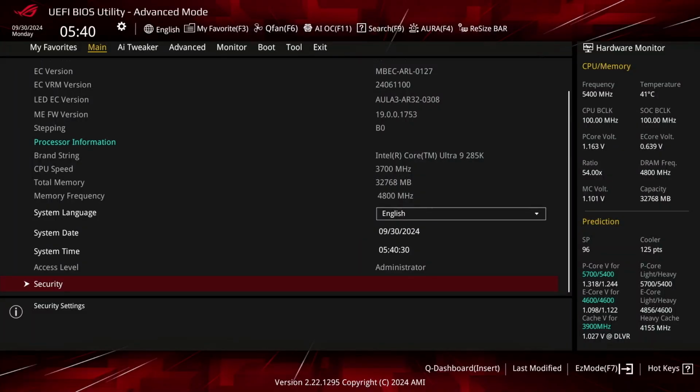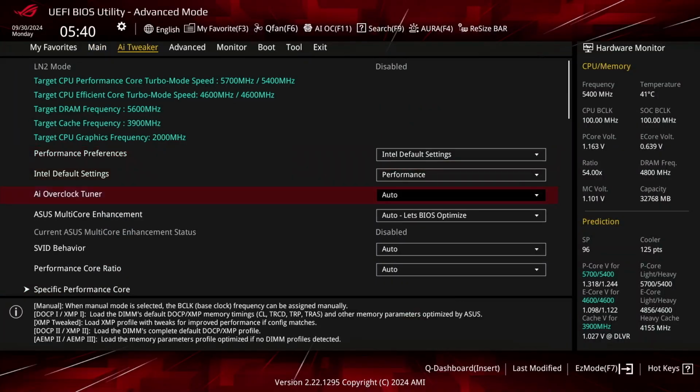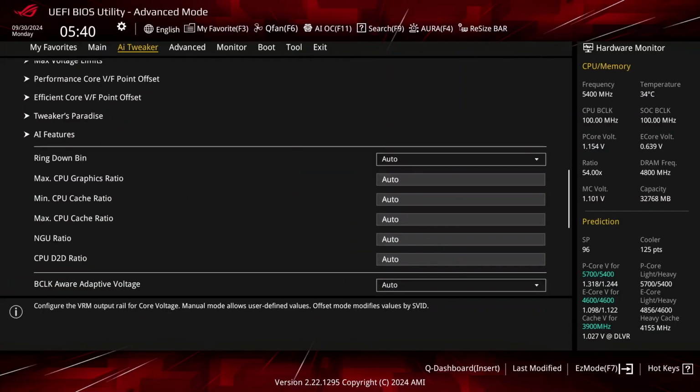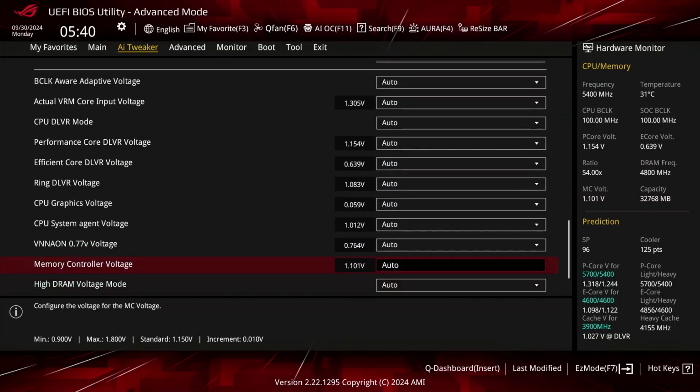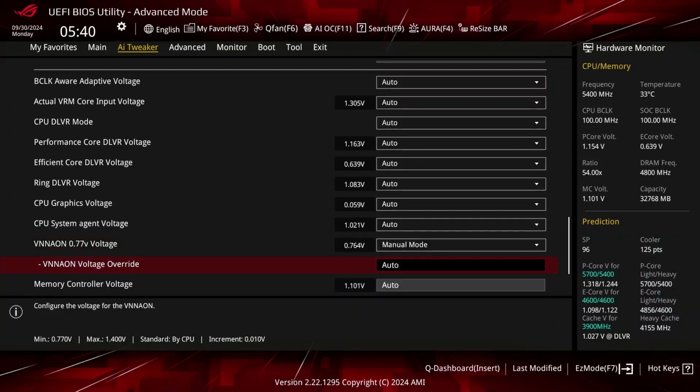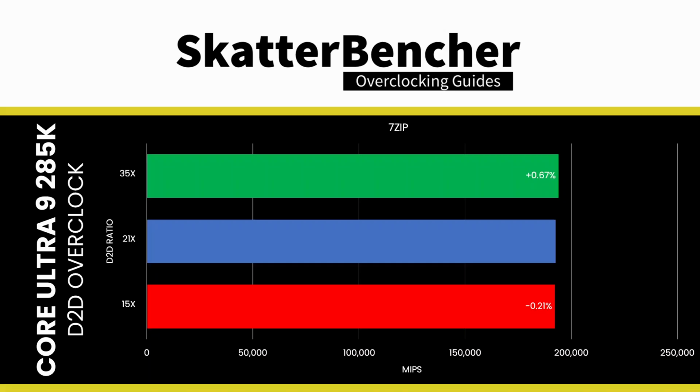I strongly discourage trying to undervolt the VNN AON voltage rail because it powers so many different parts of the Arrow Lake S processor that it can quickly cause stability issues. I managed to set the VNN AON as low as 650 mV before the system locks up. Despite the overclocking headroom though, the D2D doesn't make that much of a difference in real-world performance. With 7-Zip, I saw less than 1% performance difference between 1.5 and 3.5 GHz frequency.